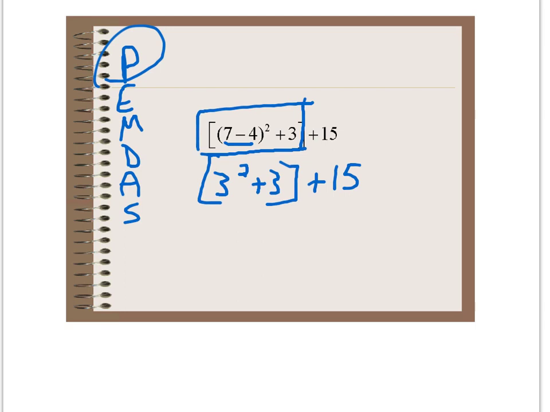Still working on the P, the parentheses, but grouping symbols, okay, because I still got grouping symbols, I still got brackets, so I still have to look inside those grouping symbols. But when I look inside the grouping symbols, I notice that next I've got an E. I've got an exponent right here, 3 squared. So I need to do that. 3 squared, 3 times 3, that's 9. Still got plus 3 in my brackets, plus 15.